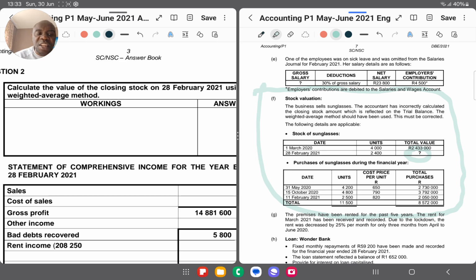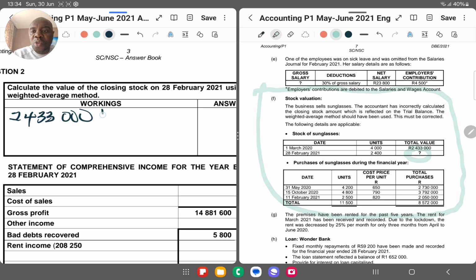Now, what do I do with this information? We are using the weighted average method. So I'm going to look at my total cost, my total stock, and then I divide that by the quantity that we had during the course of the year. What does that mean? The first thing that we do is look at the stock that we had at the beginning of the year. So we had stock worth 2,433,000. I'm going to write here 2,433,000. That is the stock that we had.